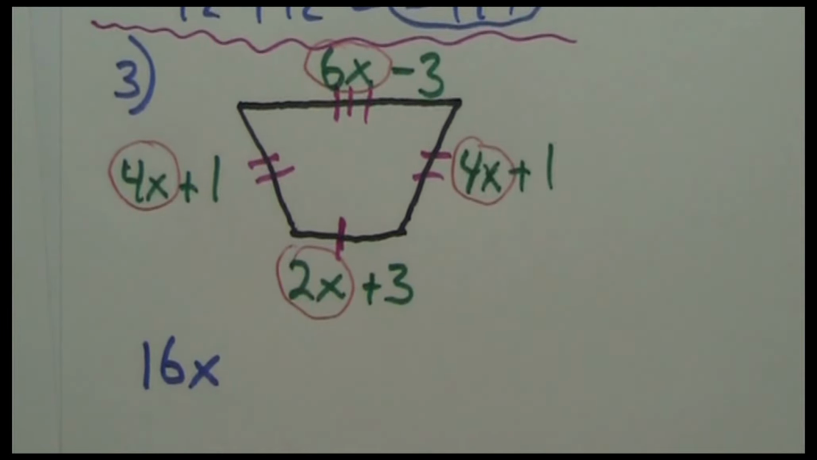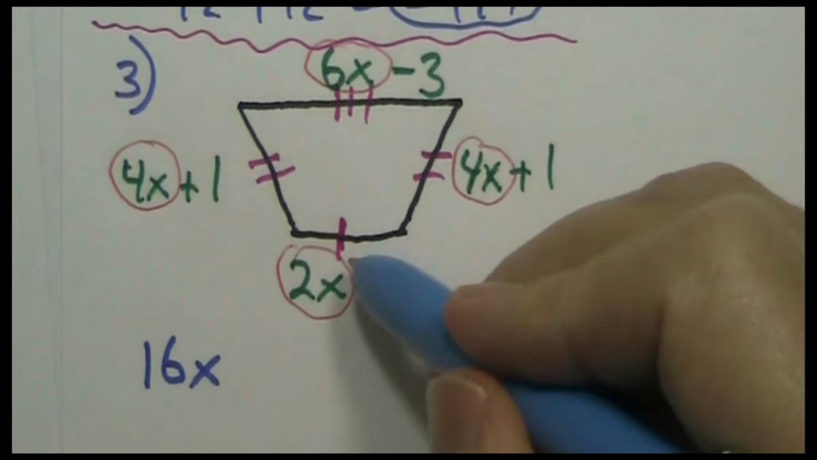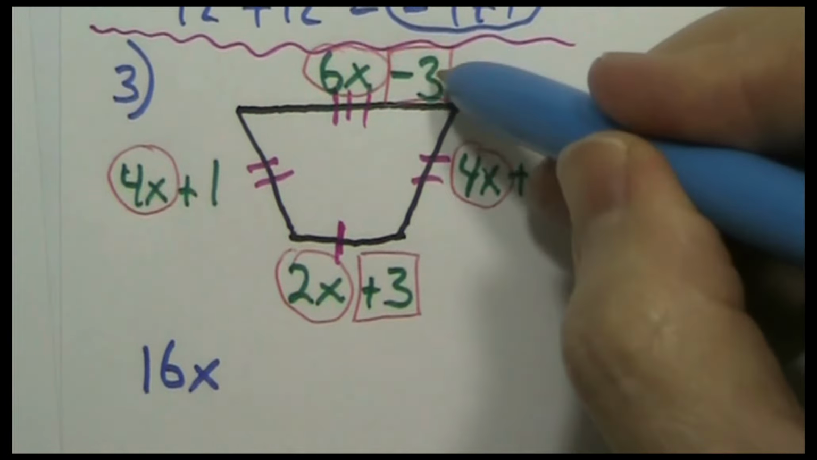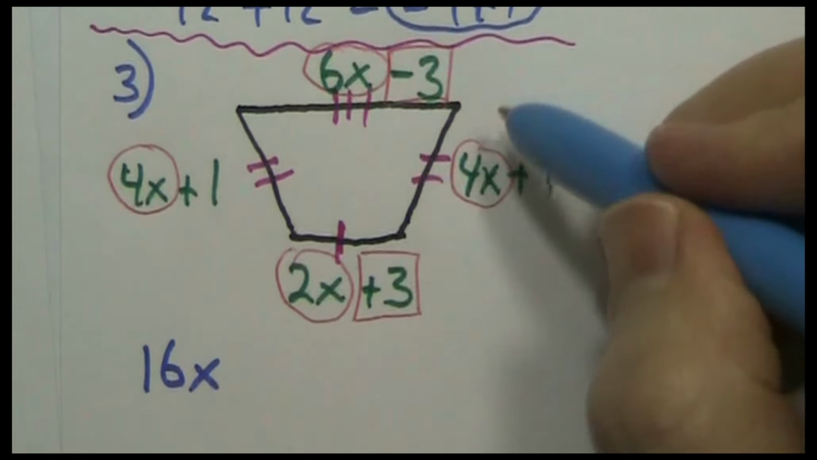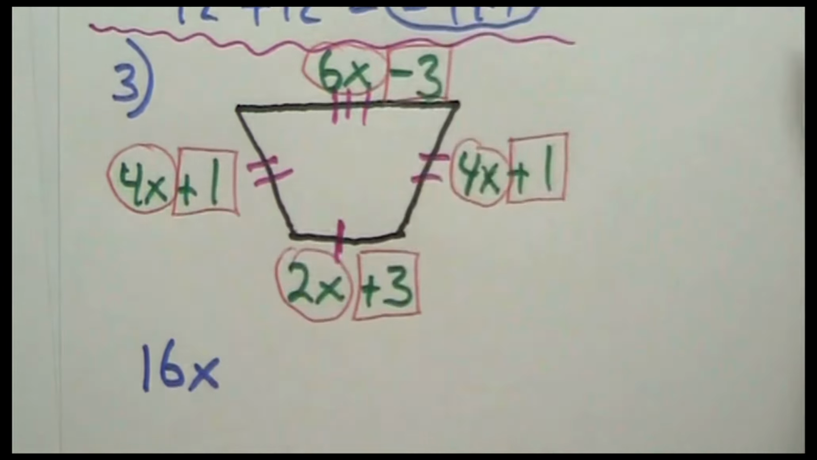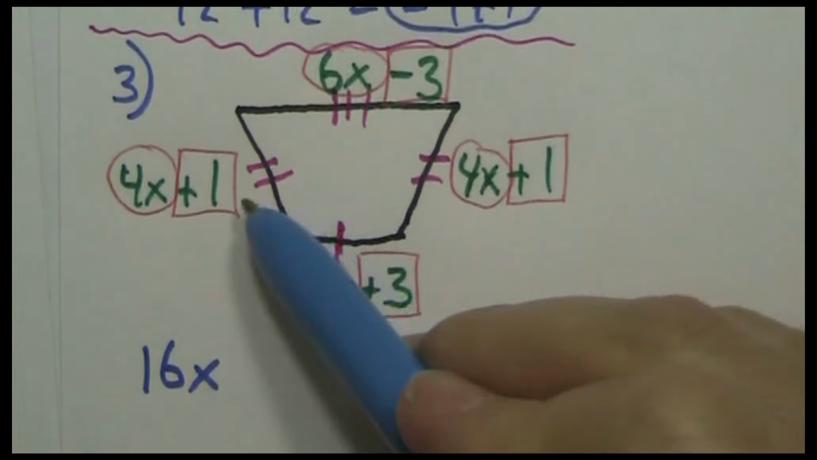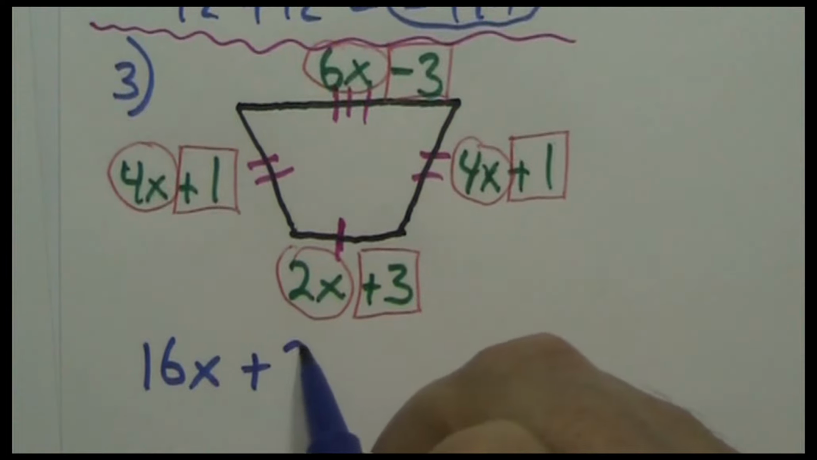All right, how about the constants? You have a plus 3 and a minus 3. That would make 0. Those two, plus 3 minus 3, is 0. And you have a 1 and another 1. So it looks like we just have 2, because these two would cancel each other. So 16x plus 2.